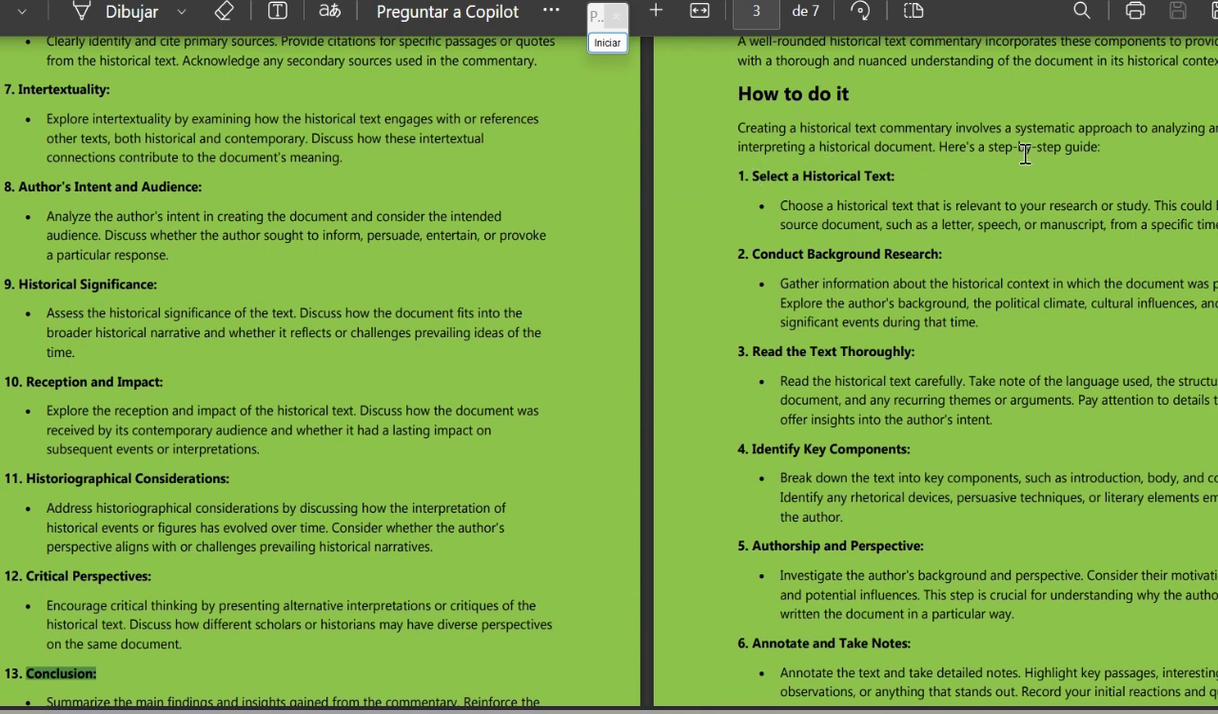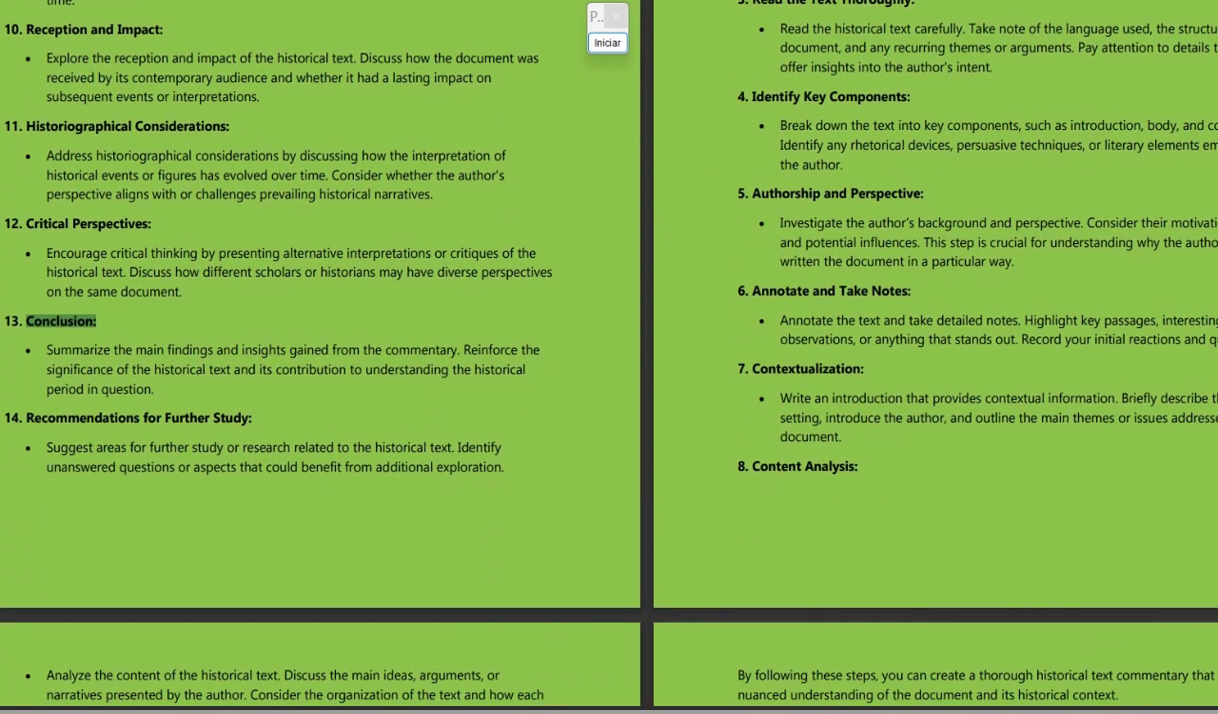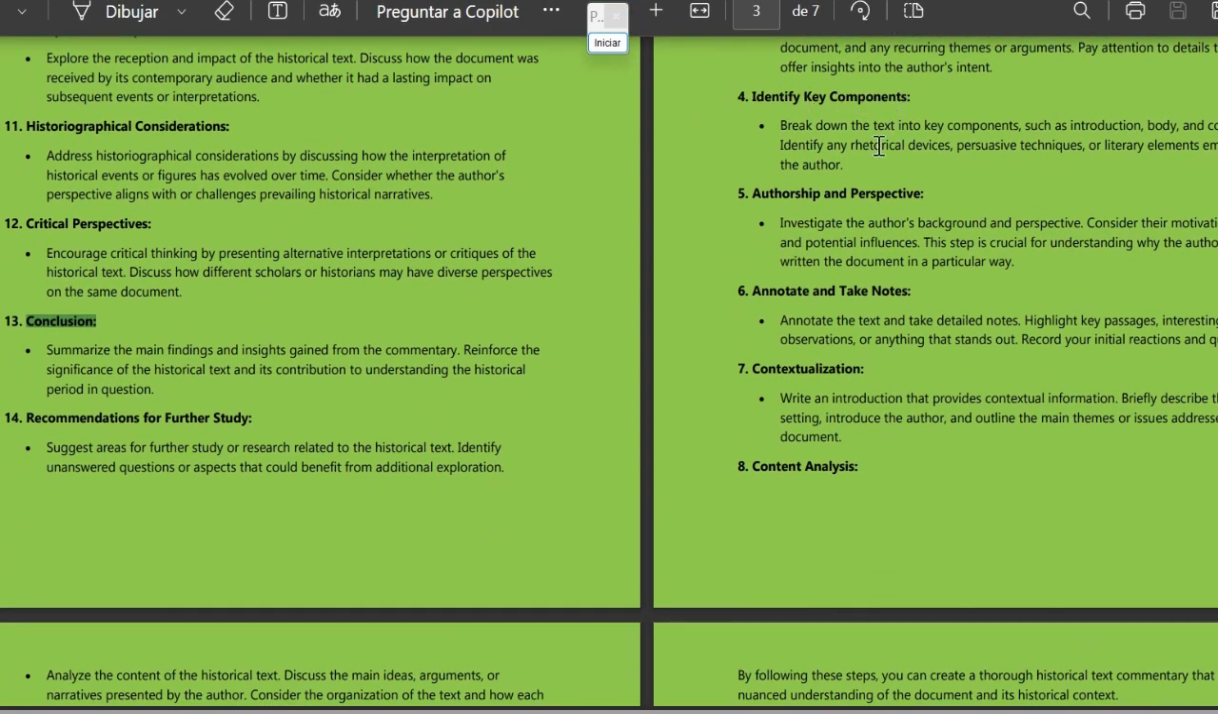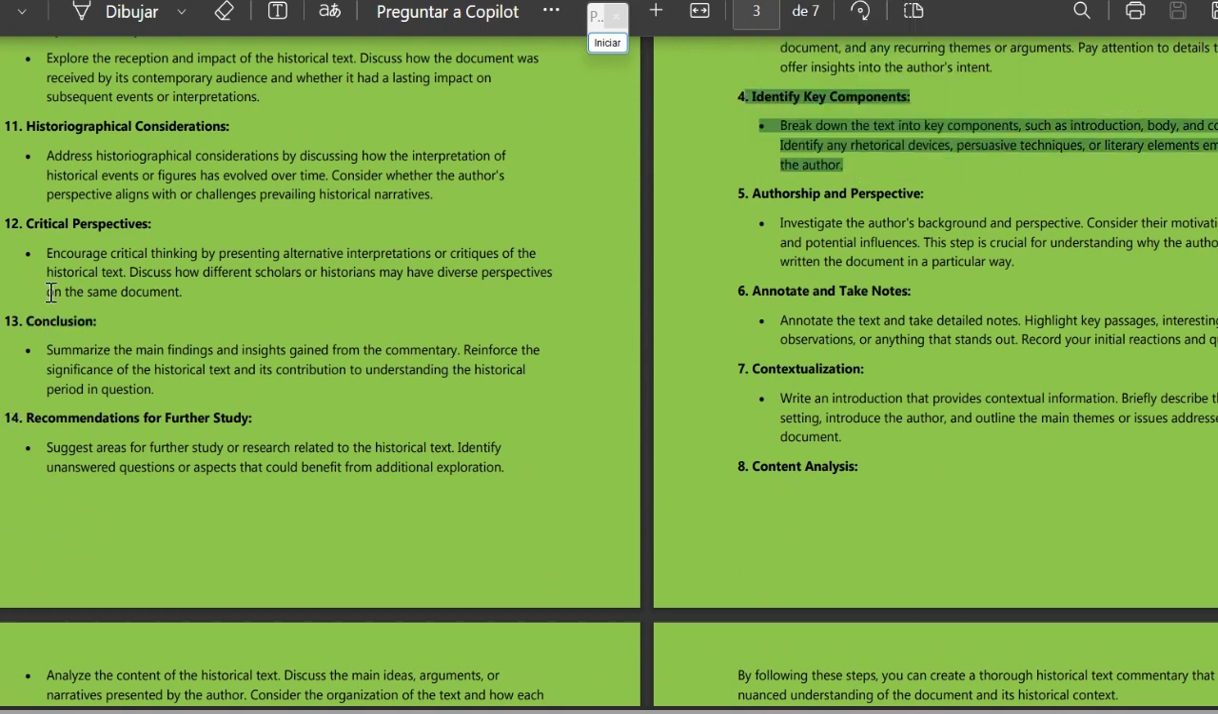Step number one, we have to select historical text. Step number two, conduct background research. Step number three, read the text thoroughly. Number four, identify key components. Don't forget the key components: conclusion, critical perspective, historiographical consideration, every one of those.